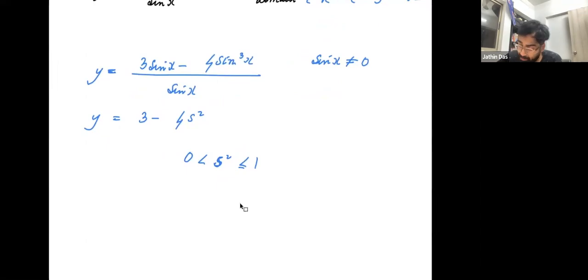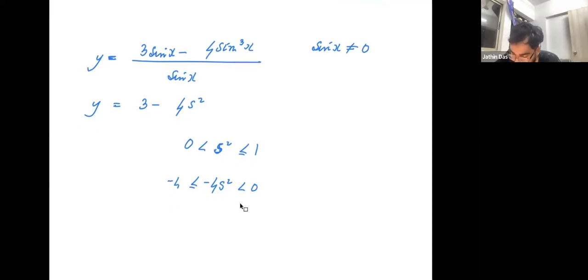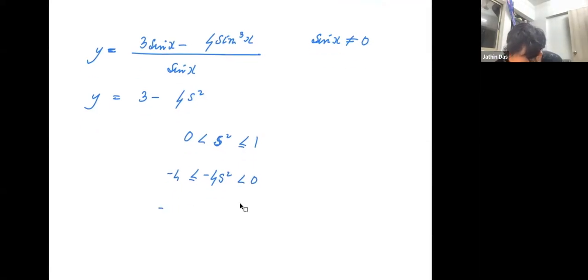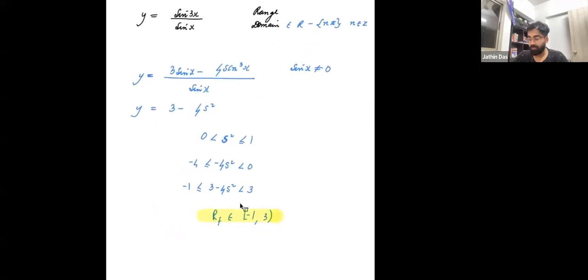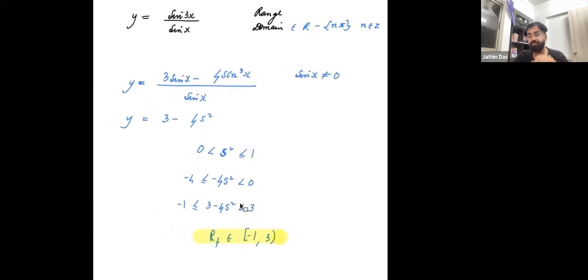Now what should I multiply? Minus 4 on both sides. Minus 4 will come this side and 0 will come this side. It is reversed, so then I have to add 3. So minus 1 comes, no? So the range will be: minus 1 is included, but 3 is not included. Okay. Clear? Easy.